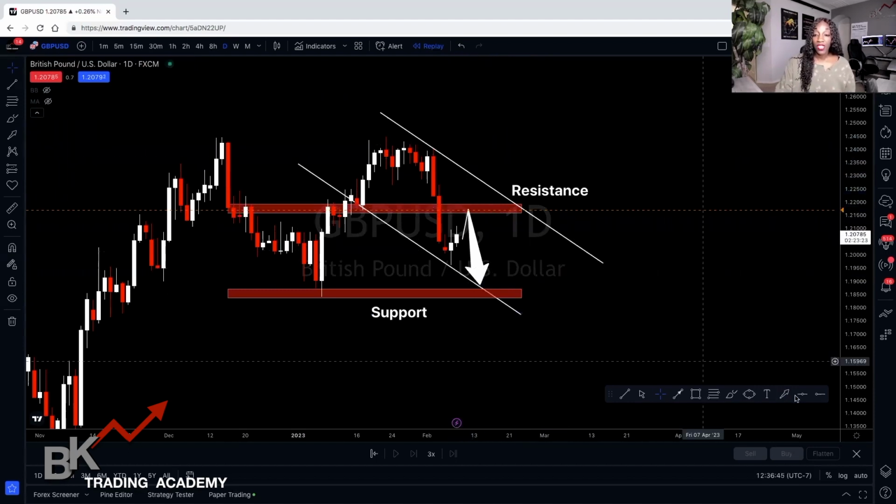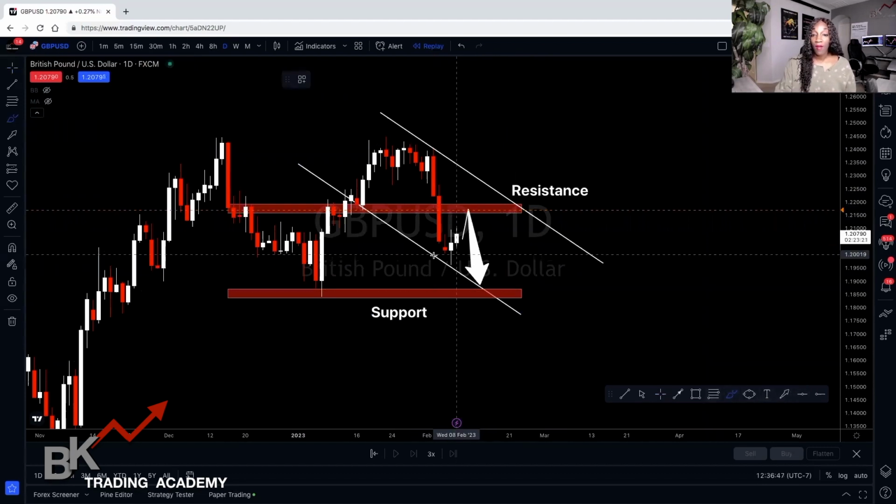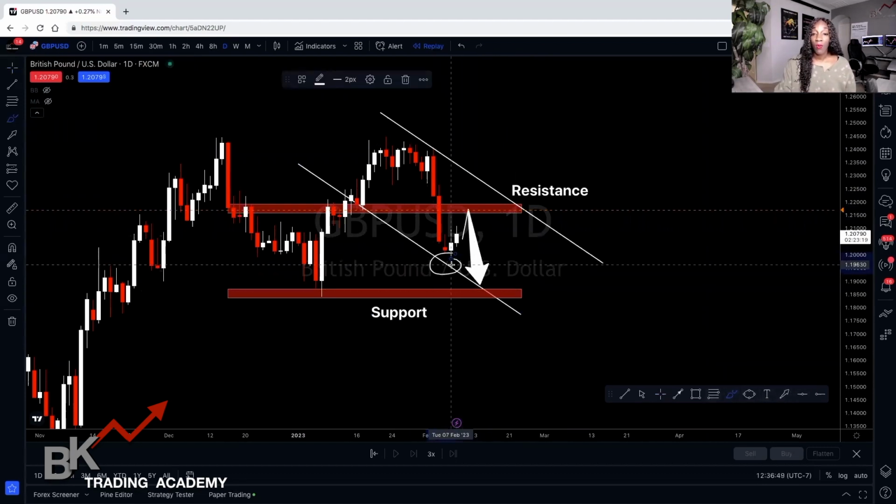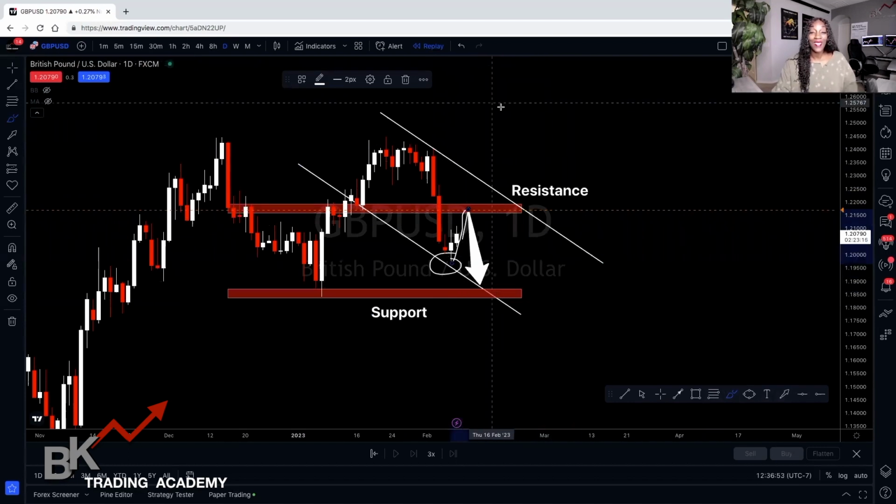So let's stay patient. We do have rejection right off of our trend line so far. I believe that we're going to see a correction back into this zone and more decline to the downside. So let's see what happens. Let's come back and evaluate.